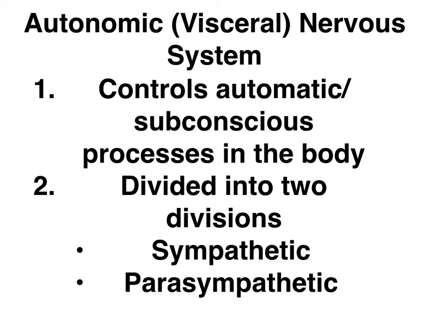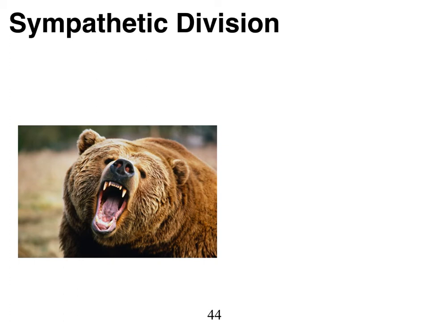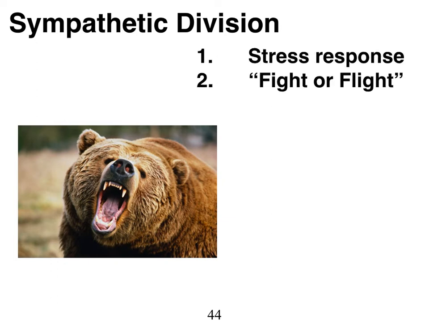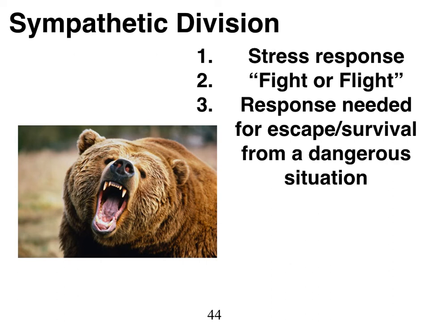I like to think of the sympathetic division thinking about what would happen if I opened a door and saw a gigantic angry bear. The sympathetic division is the portion of the autonomic nervous system that's activated in response to stress. This is also called a fight or flight response. Think about what your body would need if it were in a dangerous or stressful situation. In our most primal stages, if we are faced with something like a bear or an attacker or danger, we are going to want to escape and survive from this dangerous situation.